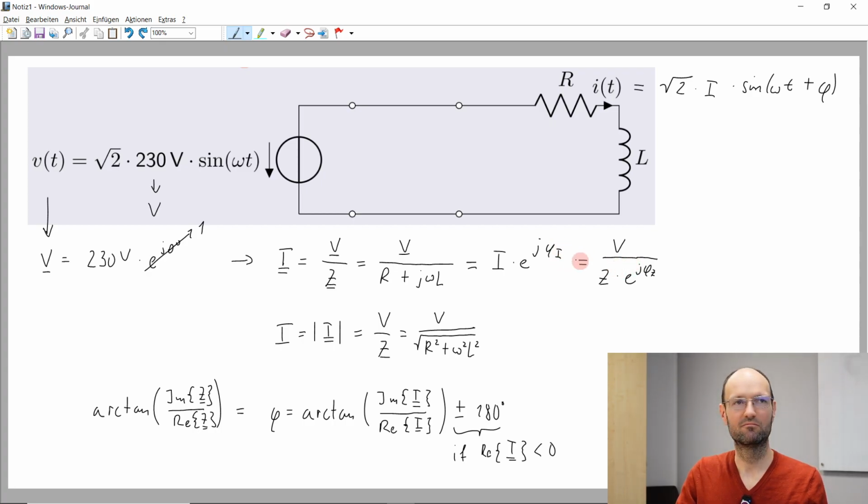What would you say? They are the same, but they are the negative values of each other. So what I need to change here is a minus. And so the imaginary part of the impedance is omega L.